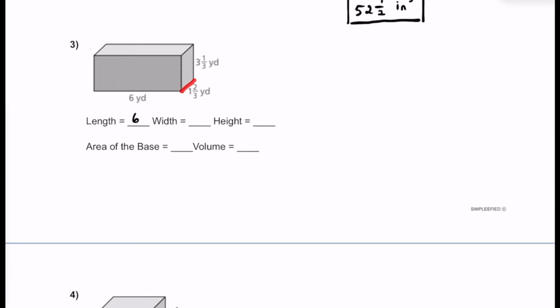For the width, let's say it's 1 2/3. And then for the height here, we can say the height is going to be 3 1/3. I'm going to put it in, 3 1/3. So let's go ahead and just label those things down. The length is 6. The width is 1 2/3. And then the height we said was 3 1/3.